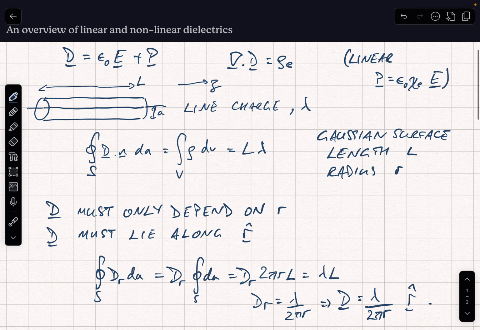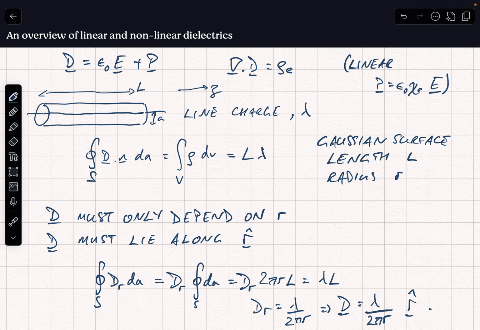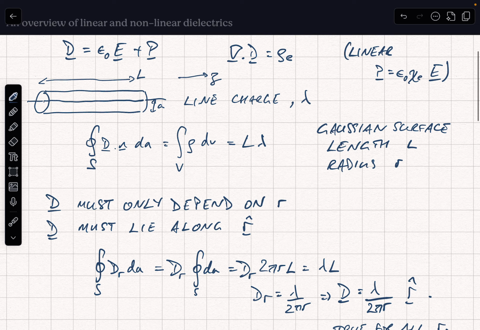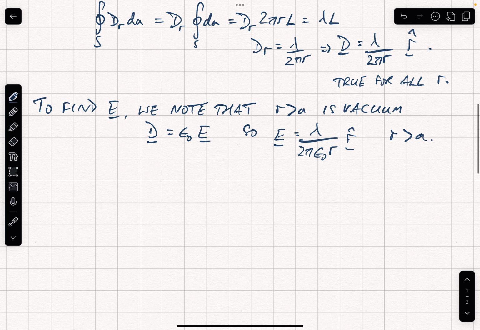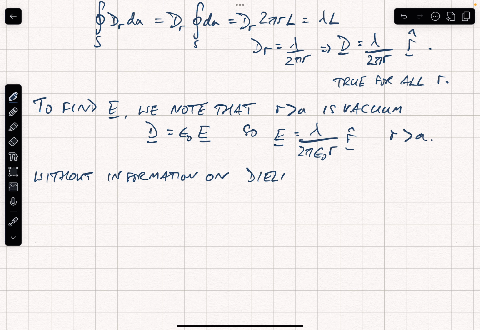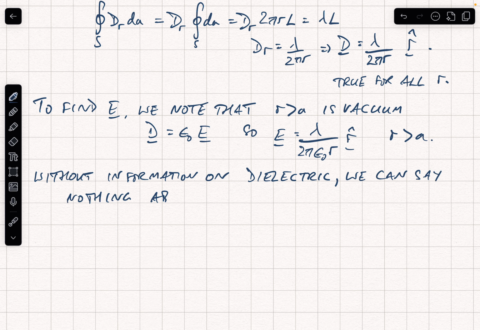Well, in the problem as stated, we cannot say anything about the E field for R less than A because we have not said anything about the property of the dielectric, so we can't find the polarization. So I'm just going to make a note of that. Without information on the dielectric, and that would either be a statement of how the polarization depended on position or that it was linear, we can say nothing about E for R less than A.